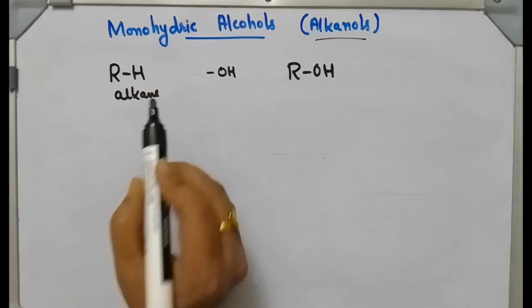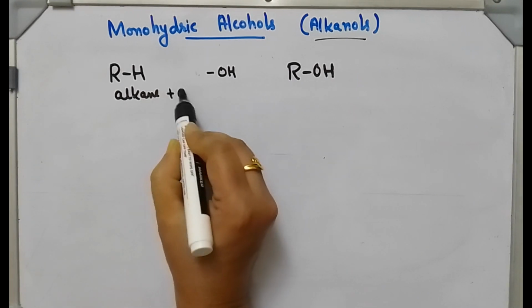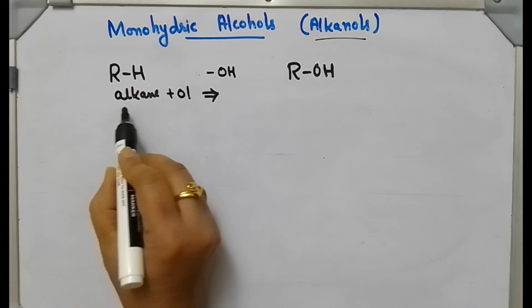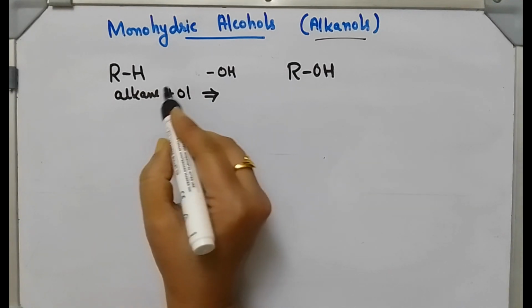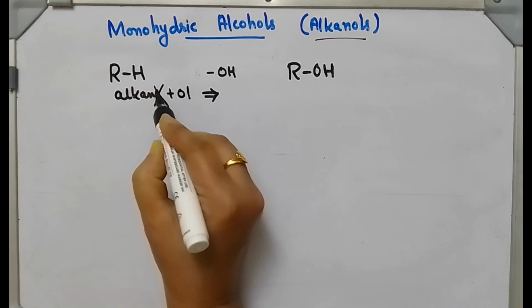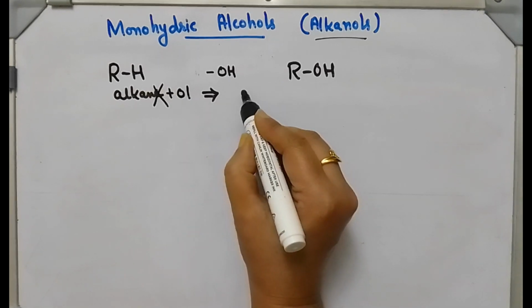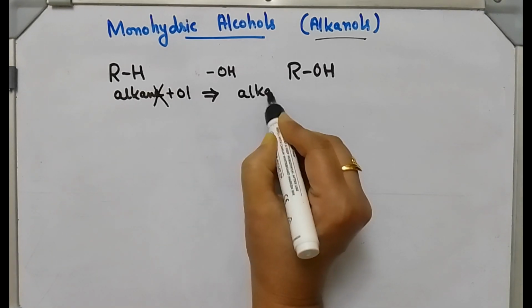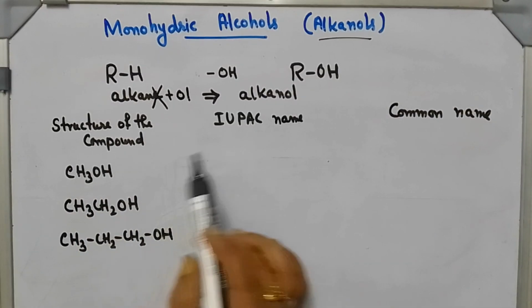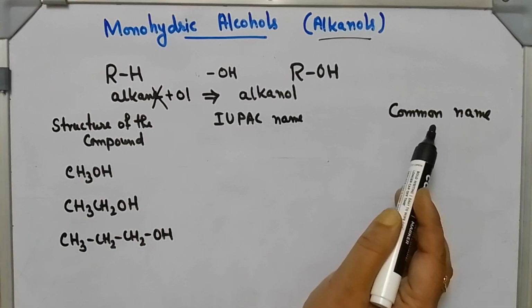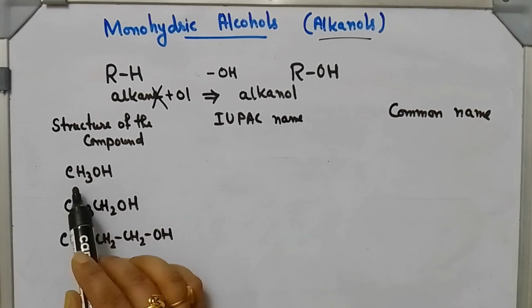Now see, alkane plus ol. Then what we have to do? The terminal E we have to drop here. Means this one we have to drop. And we will get alkanol. Now see, this is a structure of compound. This is IUPAC name. Here we have to write common name.